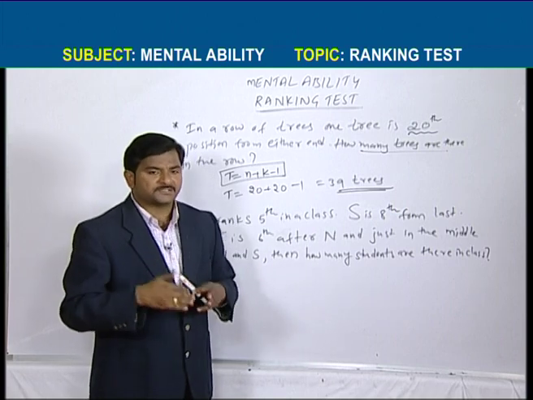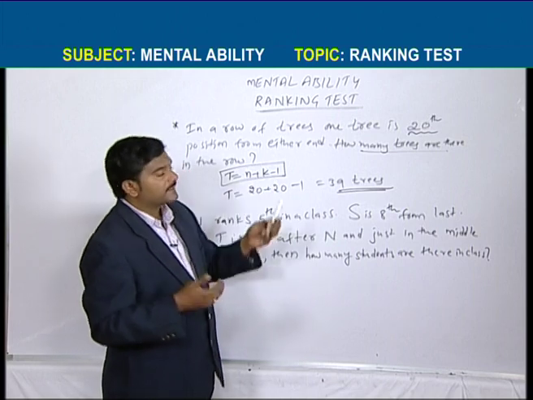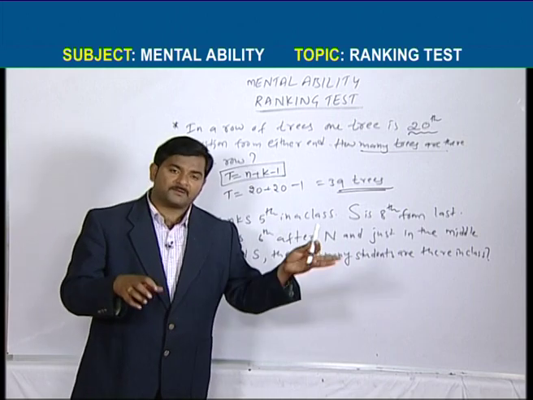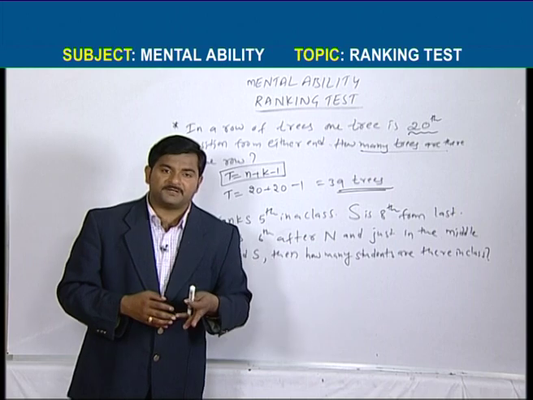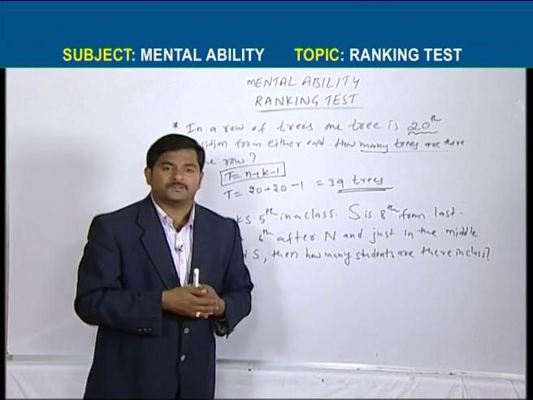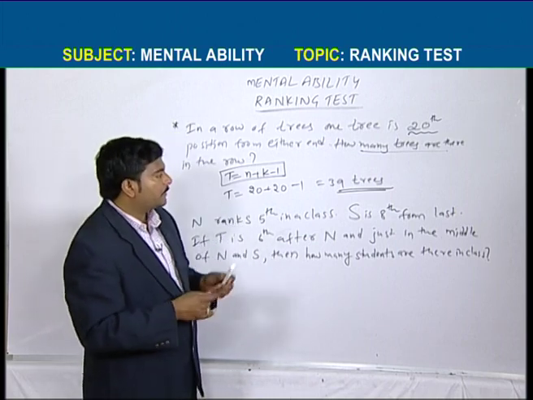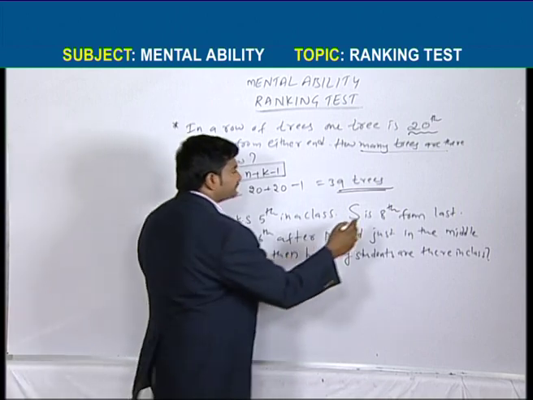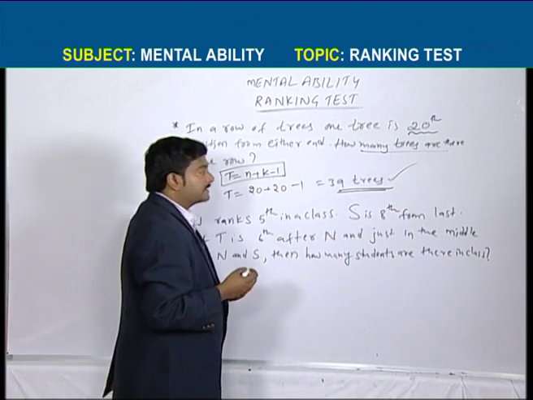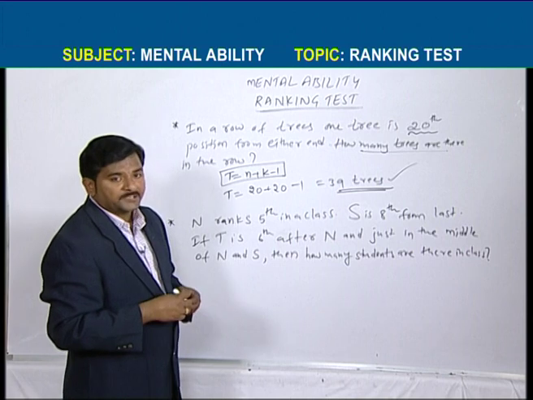Here, see, I am getting one tree's position from both ends. From the left 20th only, from the right also 20th only. I hope you understood this. Therefore, how many trees are there in the given question? There are 39 trees.